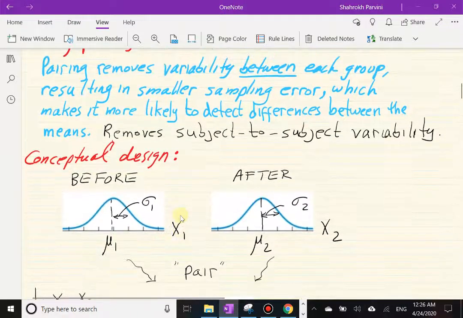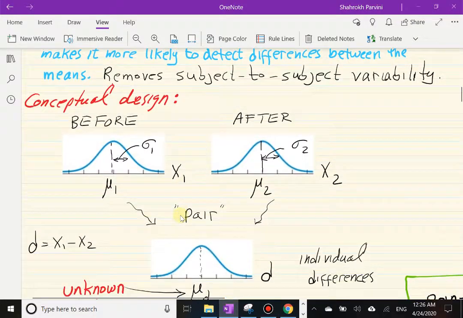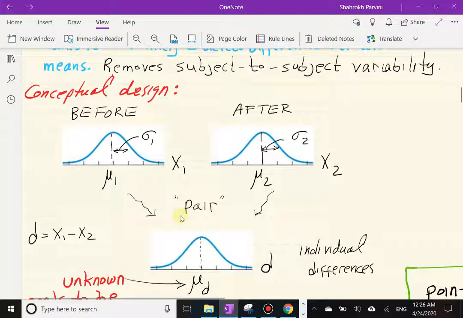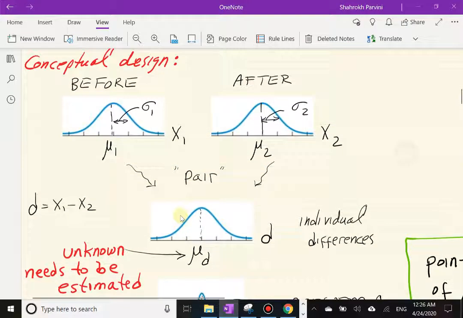And then we're going to pair these scores together. Remember, because we don't have really independent samples, we have one sample. So we're going to pair them together. And as far as how we're going to do this, well, we're going to look at the difference between the scores before and after. Okay. So then we're going to look at the distribution of these differences, which is going to be normal again, because remember, the linear combination of normally distributed variables will be normally distributed also.